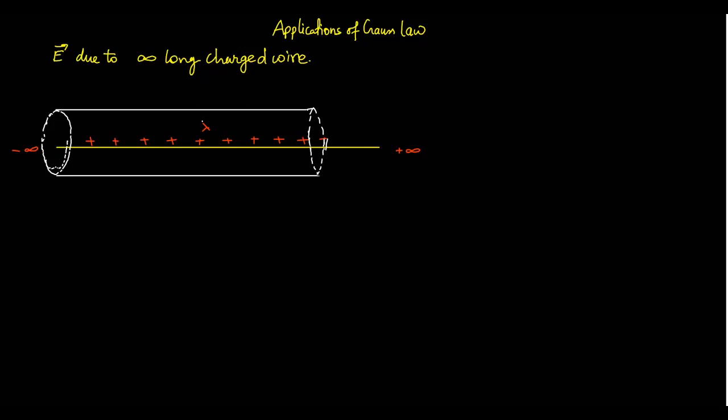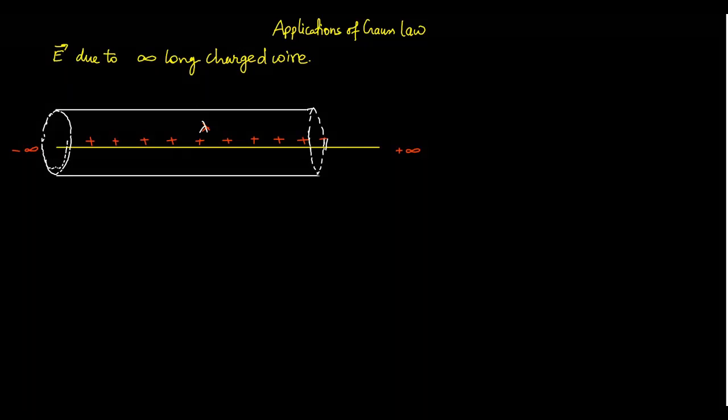Okay, students, see here. To calculate electric field intensity due to an infinitely long charged wire with linear charge density lambda, we have considered a Gaussian surface. This Gaussian surface is cylindrical in shape. Now, this contains three surfaces. Let's say surface 1 S1, surface 2 S2, and surface 3 S3.